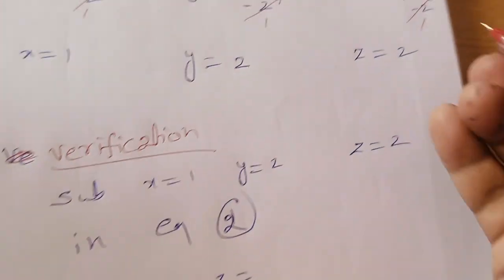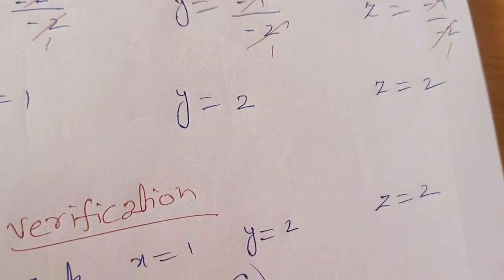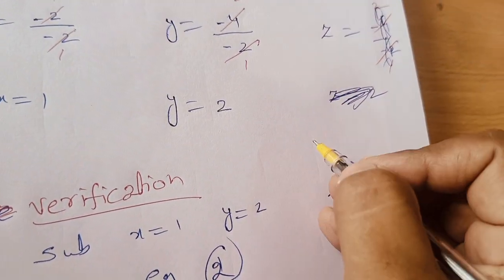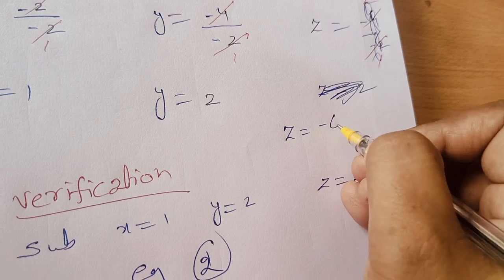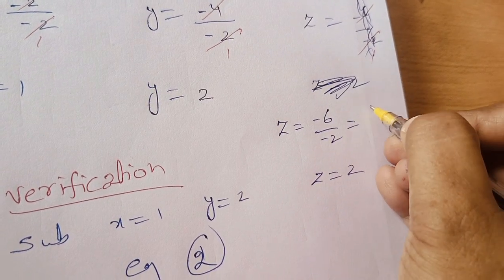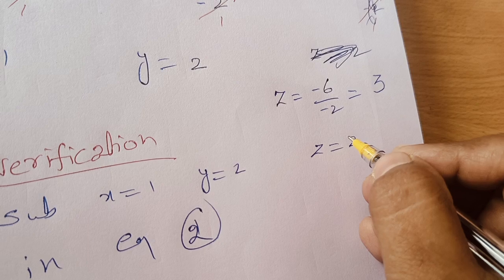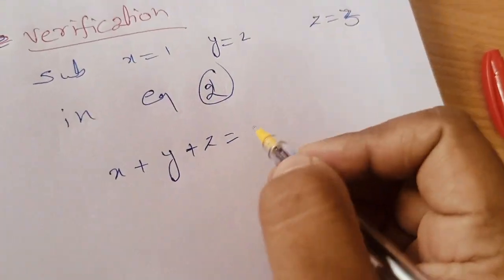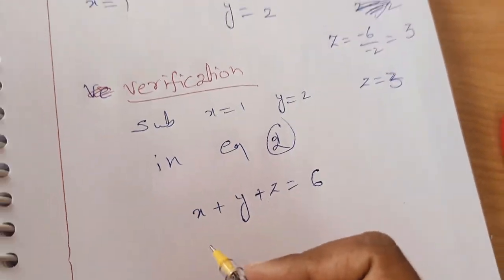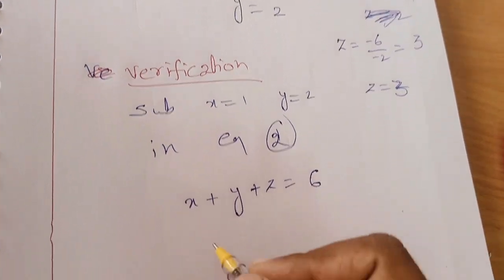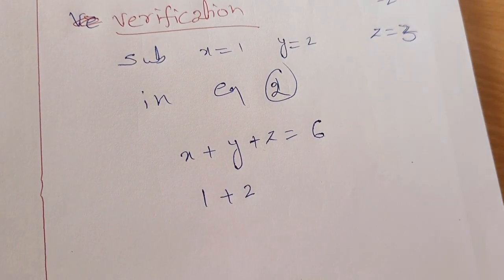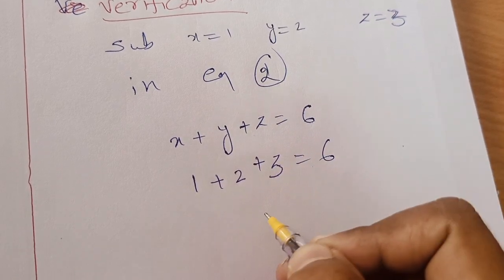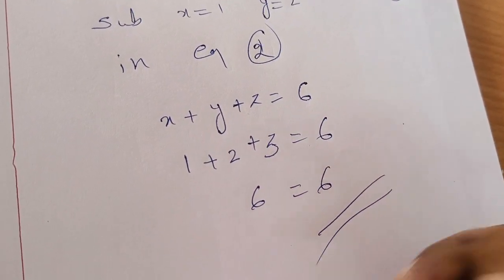z is equal to minus 6 by minus 2, z is equal to 3. So here we are substituting x, y, z value. So we get x is 1, y is 2, z value is 3 is equal to 6, 6 is equal to 6, hence verified.